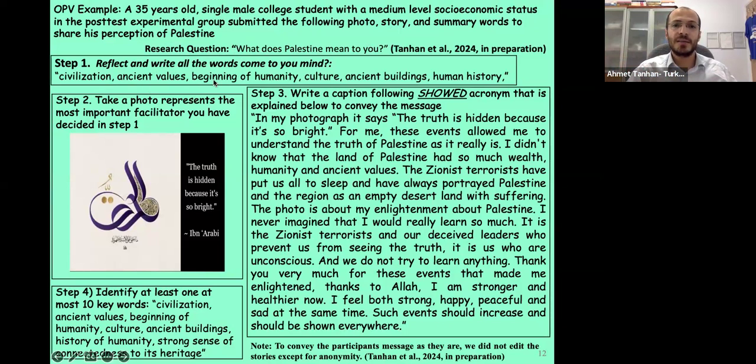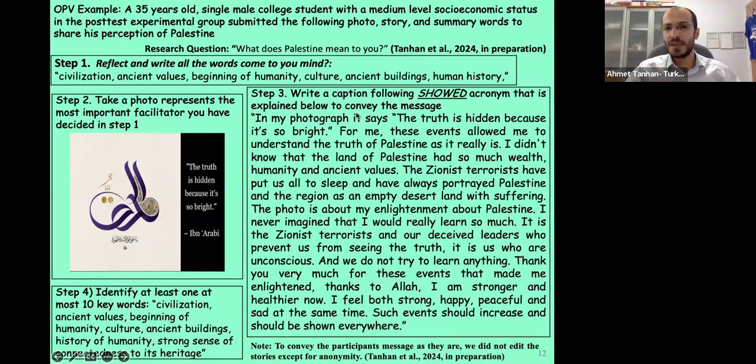And so he, in the first step, you can see when we ask, what does Palestine mean to you? What are the first words that come to your mind? This step is a kind of brainstorming. We ask them to write as quickly as possible, not thinking a lot about this. So it says civilization, ancient values, beginning of humanity, culture, ancient buildings, and human history. So step 2, we say focus on these words, focus on one or a few of them and give us a photo that represents them. So he has uploaded this photo.